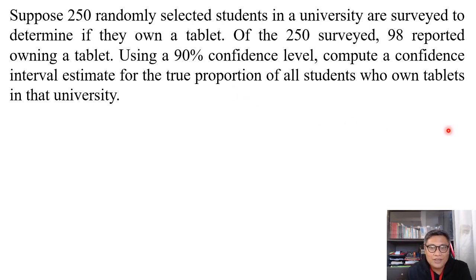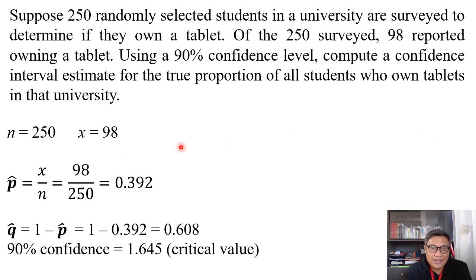Okay, so what are the data given? This is the sample size of 250. Of the 250, class, how many said that they own a tablet? That is your 98 here, represented by your X. To find the proportion, class, you need to divide 98 by 250. Then the result is 0.392.